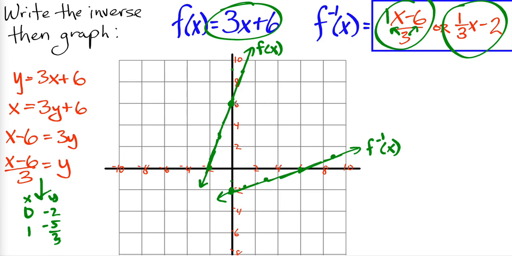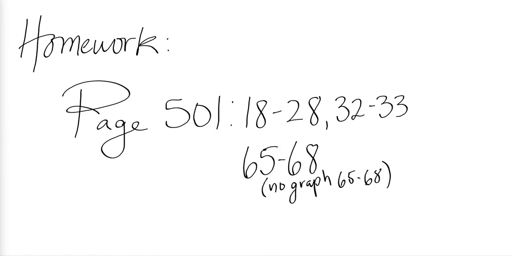Or just remember what an inverse looks like. The first graph that we did, this is the point 0, 6. And because we went up 3 over 1, this is the point 1, 9. The inverse would have the point 6, 0 and 9, 1. Oh, you could graph it that way too. Okay. There are lots of different ways you could graph it. And I think that was it.